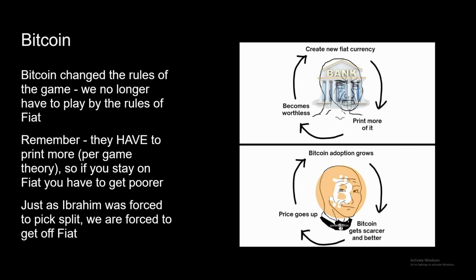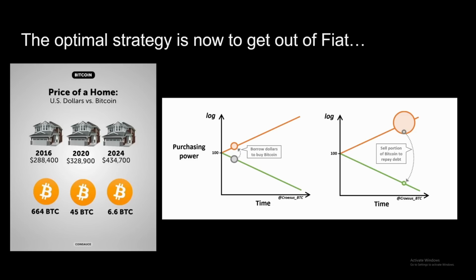You will get poorer. And so just as Ibrahim was forced to pick split, we are forced to get off fiat, because the most optimal solution for us is not to get poorer, obviously. So the only solution for us is to get off fiat. Whereas previously the Nash equilibrium of fiat and of the entire system, because there was no alternative to fiat, was to print and was to debase, the Nash equilibrium has now shifted away from fiat, and fiat is no longer the optimal solution. The optimal strategy is now to get out of fiat.